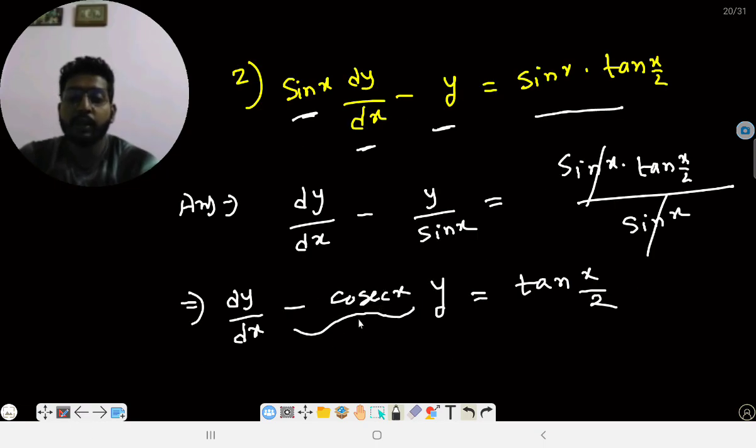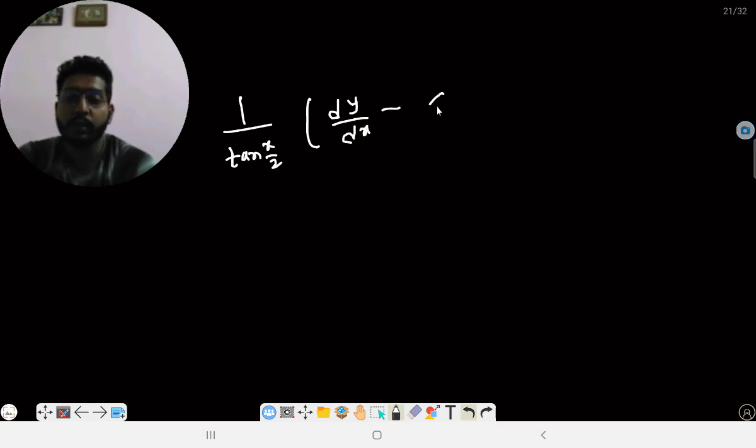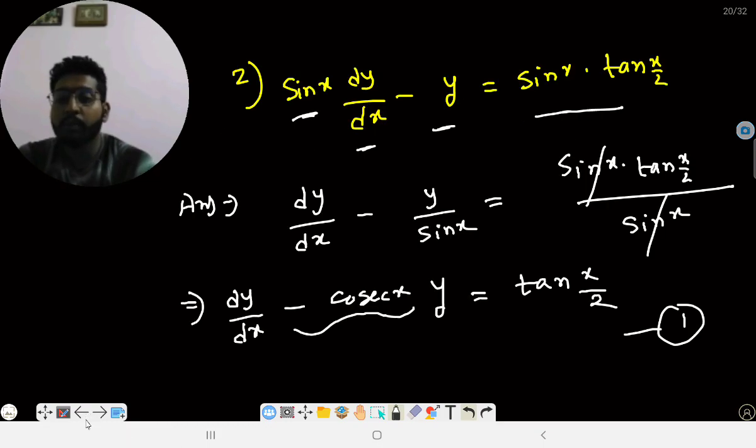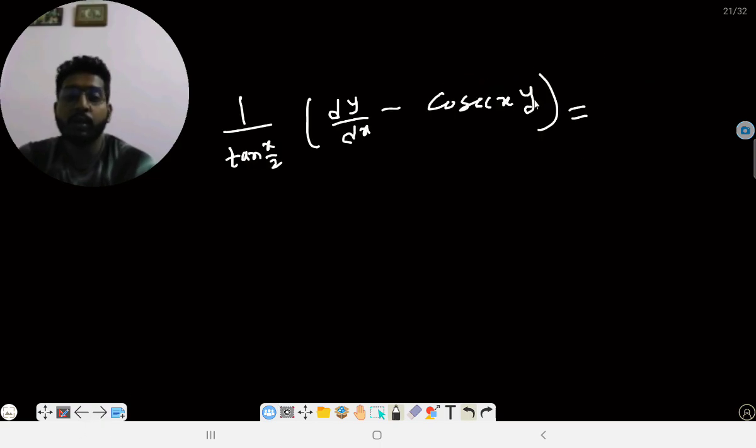Now multiply the integrating factor with equation 1. If I multiply, it will become 1 by tan x by 2 into dy dx minus cosec x into y equals, now on the right hand side if I multiply 1 by tan x by 2, it will become 1 only.